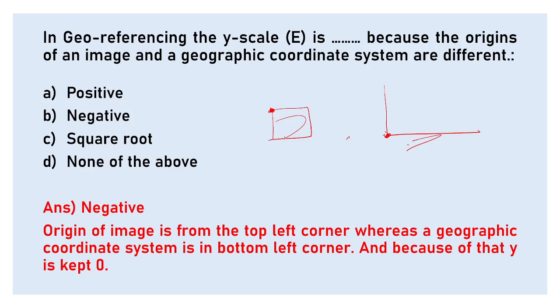So as I was saying, origin of image is from the top left corner, while for the geographic coordinate system, it is from the bottom left corner. So because of this, the y will be kept as 0 and the y scale will be negative.